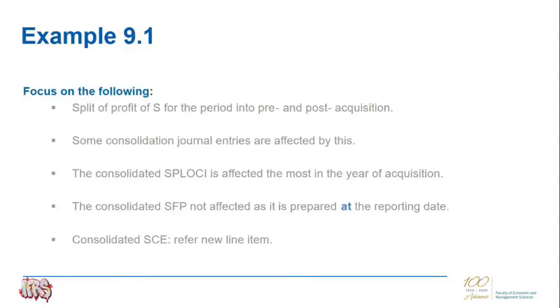These principles will now be illustrated by working through example 9.1 in Introduction to Consolidations, Chapter 9. Focus on the following when working through this example. The split of the profit of S for the pre- and post-acquisition periods is something new added to this example that you would not have seen before, that is only applicable to an interim acquisition. Some of your consolidation journal entries are affected by this, and I'll point it out.